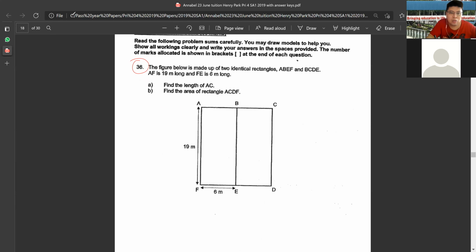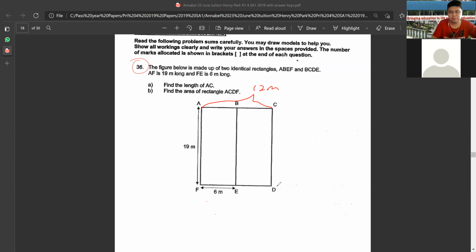The figure below is made up of 2 identical rectangles, ABEF and BCDE. They actually give you the dimensions. So what's the length of AC? 12, very obvious, because here is 6. What's the area of ACDF? What's the area of this thing?